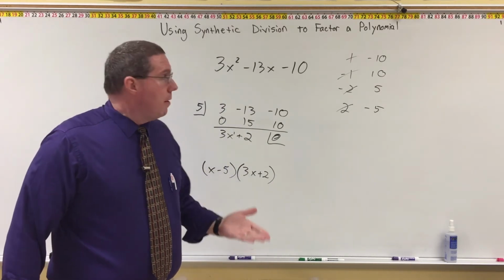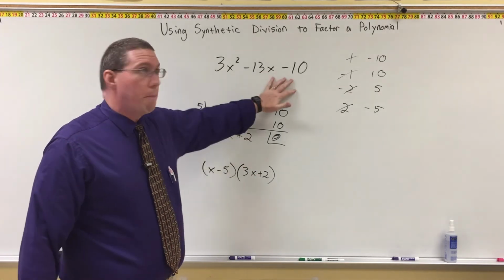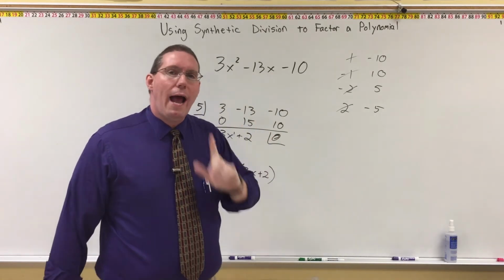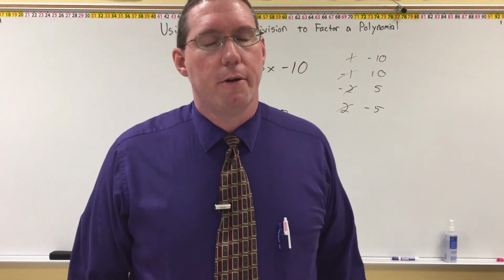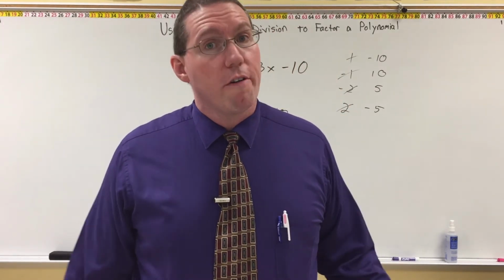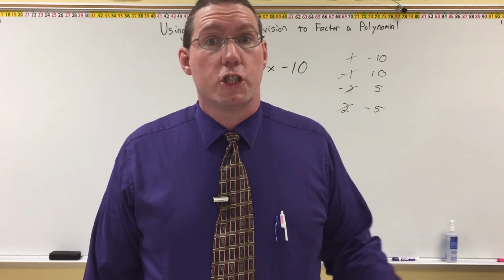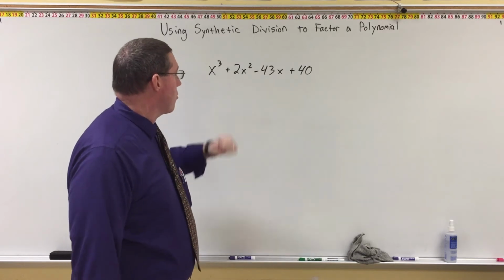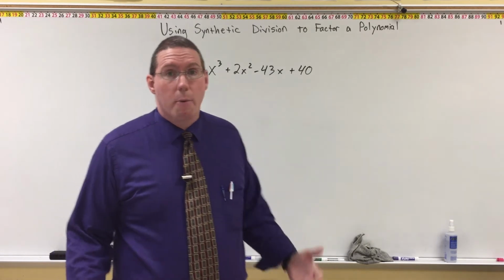And you may say, yeah, but that took so long, I would rather just do the product sum grouping. Good. That's awesome. But what happens if you now have a cubic polynomial? If you have a polynomial to the third power, well, it's harder to find techniques to factor, so synthetic division comes in really handy. Let's try one of those. All right, so let's say you have this one, x cubed plus 2x squared minus 43x plus 40. Okay, now we're in a bind.